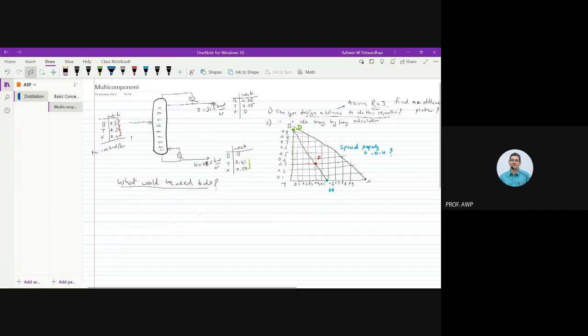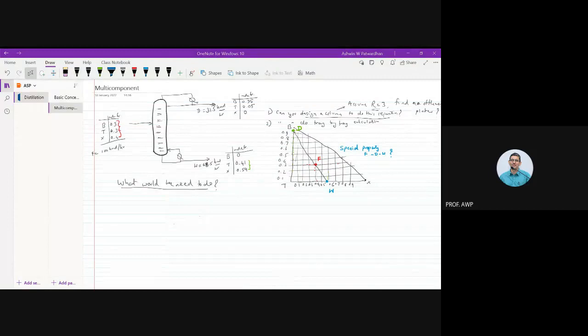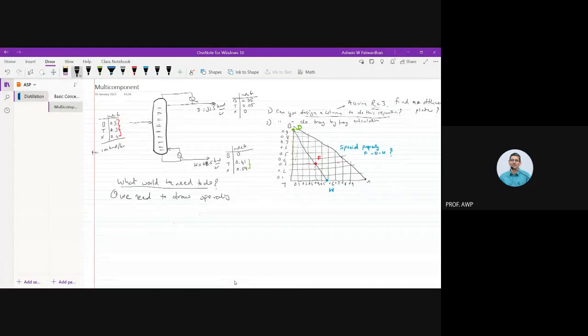Aniruddha, any thoughts? Just say something, whatever comes to your mind. Sir, we need to draw the operating line somewhere. Okay. At least something you have said. Let me put it down. We need to draw the operating line. Excellent. How will we draw the operating line?